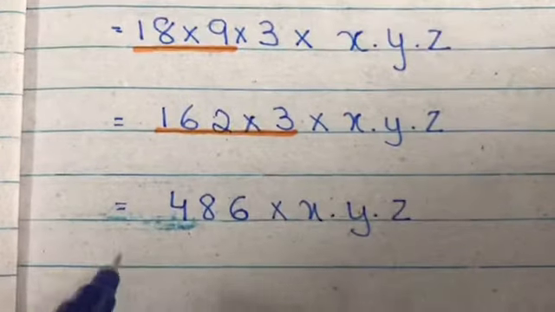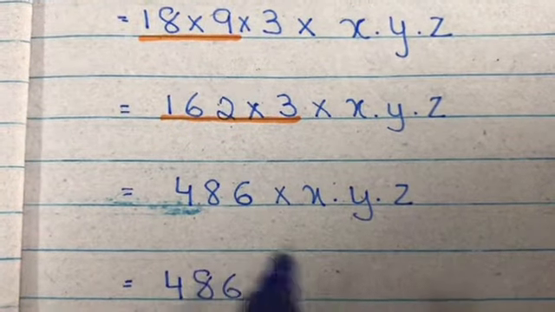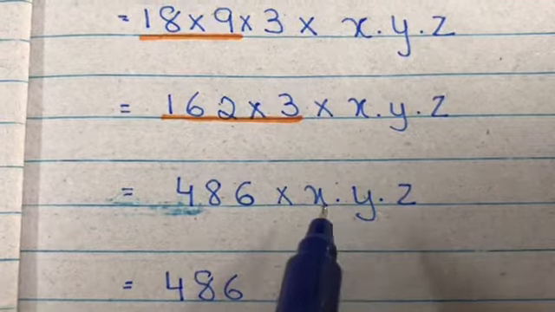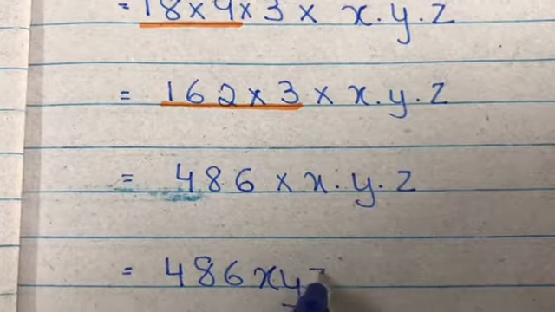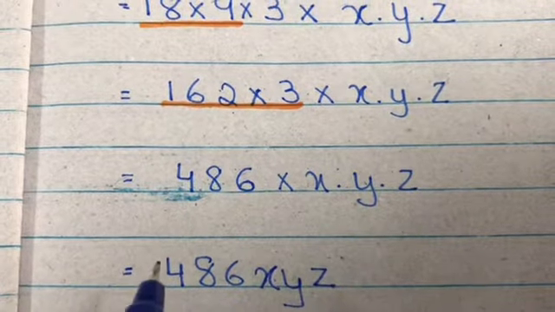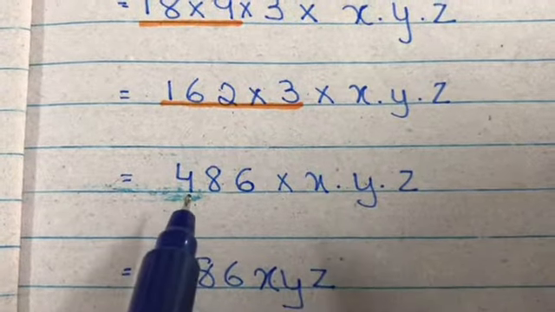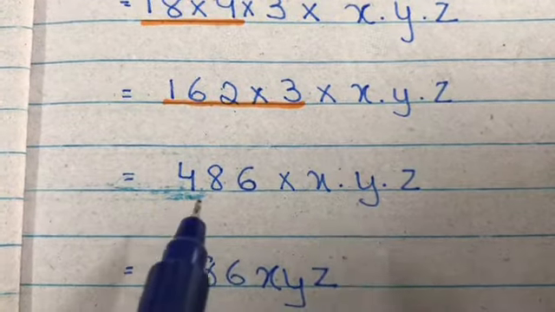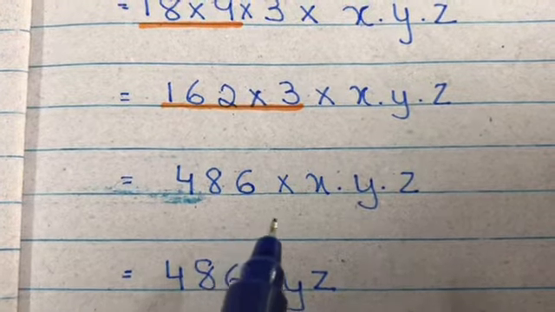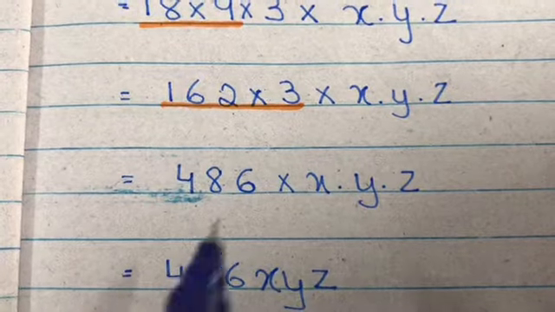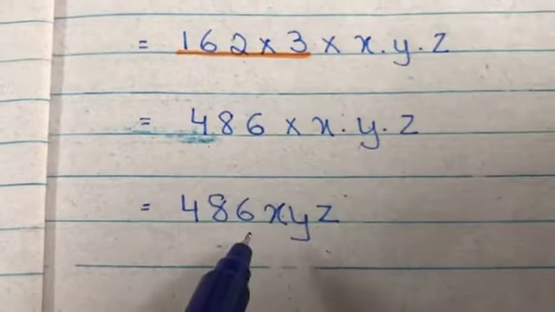Now you cannot leave your answer in the form of dots or multiplication, right? So 486 times x, y, z. Because x times y times z is xyz. Right? You join all of them together. In multiplication, like and unlike terms can be multiplied or divided. In addition and subtraction, you leave it as it is. But in multiplication and division, you can join them all. There should be no signs in between. This is your final answer.